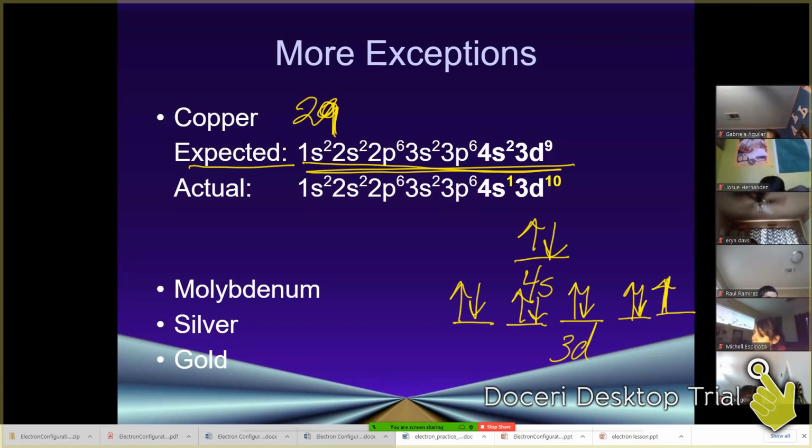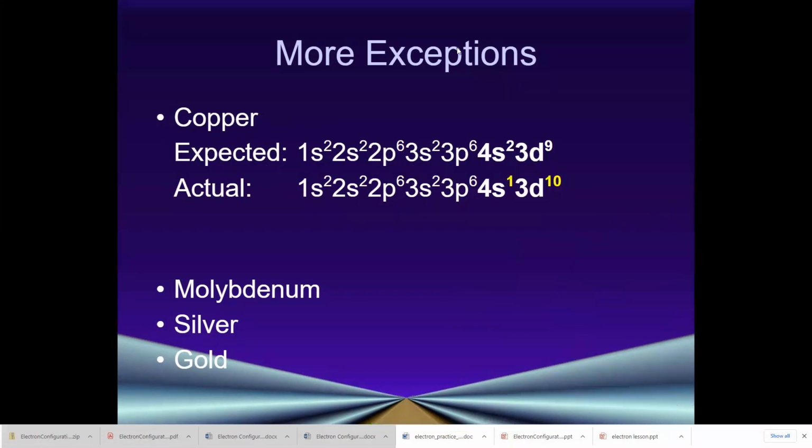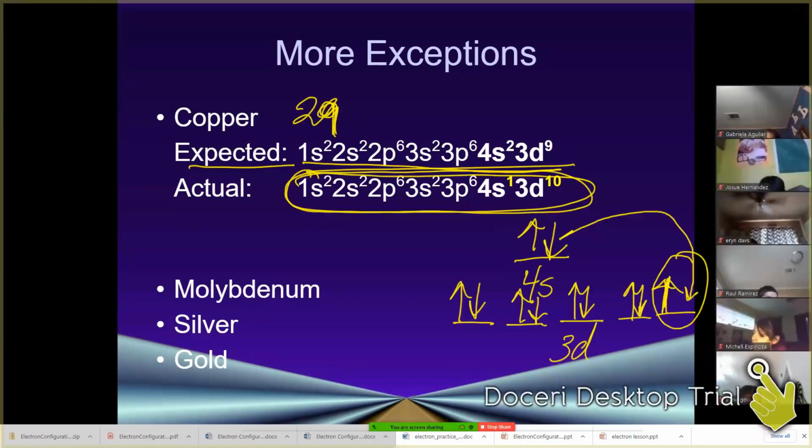But once again, this is very unstable. That orbital with just one electron is very unstable. So once again, one of those S electrons changes and comes down and fills that in. And this is what we actually have. That's the actual electron configuration for copper, with a 4s1, a 3d10. That way the D is completely full and the S is at least halfway full.